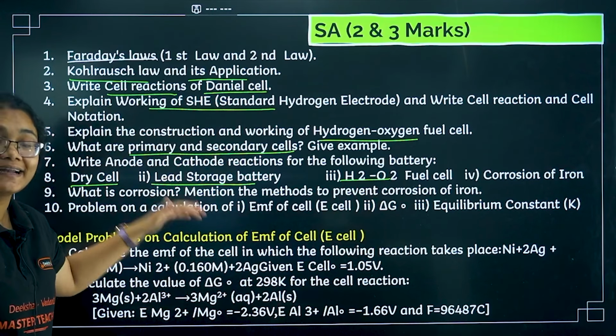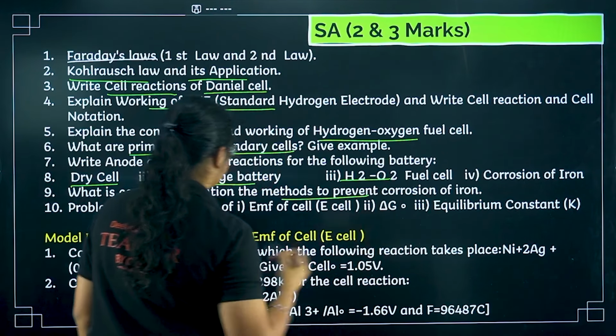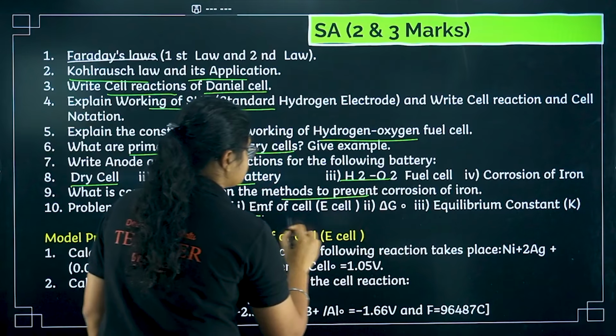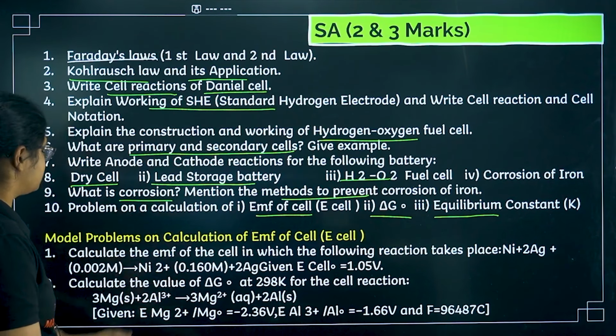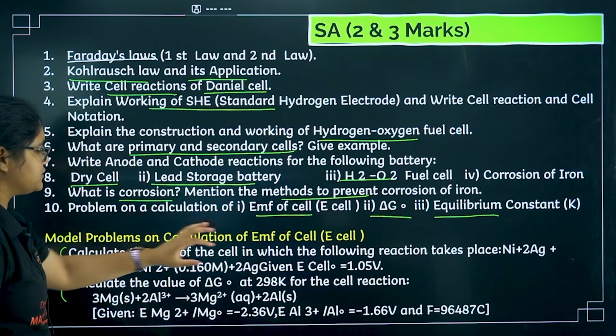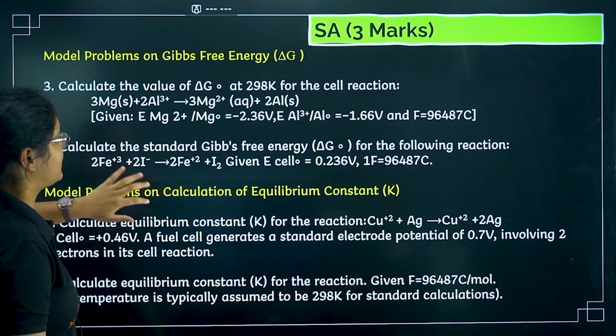Very important. Recently these questions have been asked. Corrosion and what is the method to prevent corrosion. Problems on calculation of EMF, delta G and equilibrium constant will be asked. So I have given you certain examples. Model paper questions on calculation of E naught of the cell. 2 questions are there. Do solve them and put down your answers.